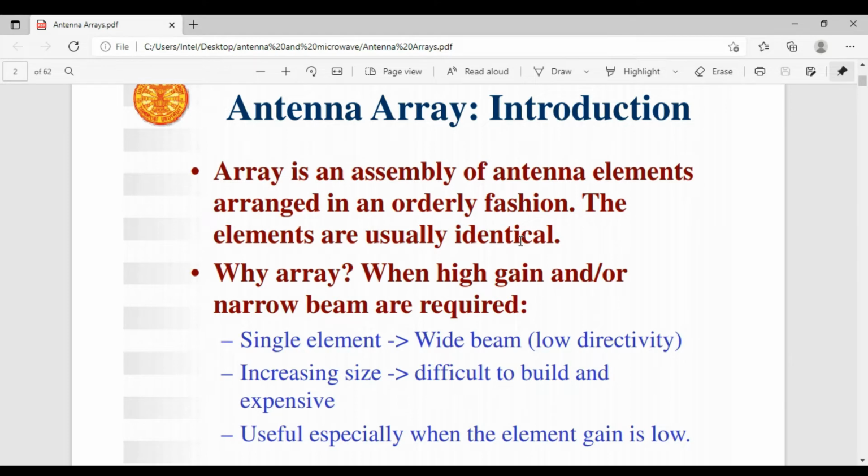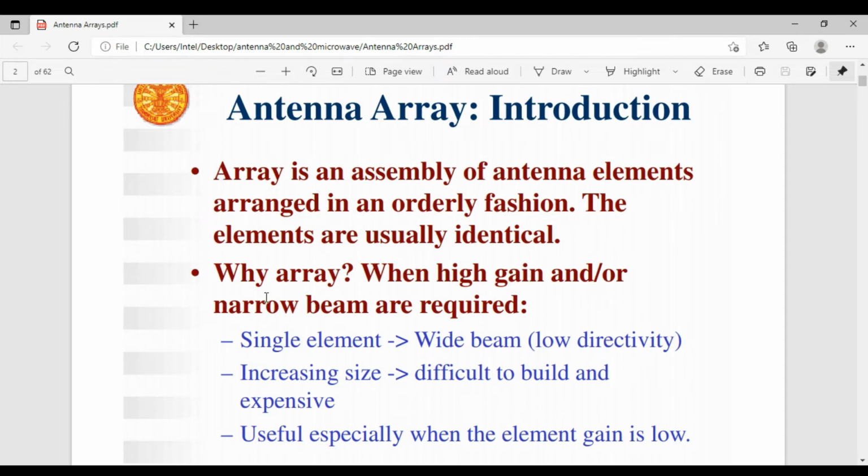We cannot frame an array from one dipole antenna and one horn antenna. If the antenna array is constructed using dipole antennas, all the n elements are dipole antennas. If it is constructed using horn antennas, all the elements are horn antennas, like that. Hence an array is an assembly of antenna elements arranged in an orderly fashion. The elements are usually identical.